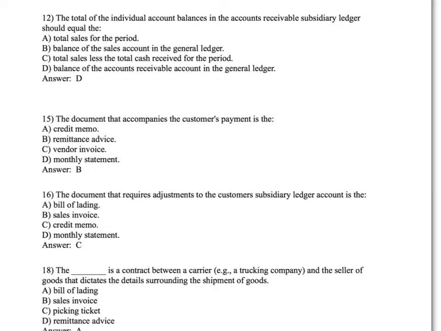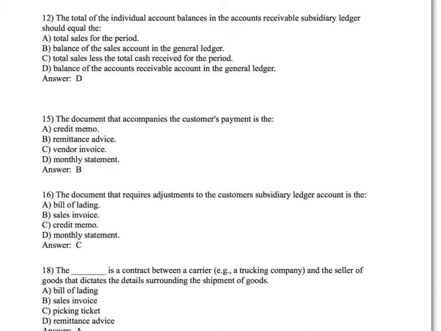Number 12, the total of the individual account balances in the accounts receivable subsidiary ledger should equal the balance of the accounts receivable in the general ledger. So when you're doing your tracing, when you were looking at the AR subrecord, which was the AR aging report, that's the AR subledger, what did you agree that to? You agreed it to the trial balance, which is the general ledger, right? I mean, it's all coming from the same system. You're testing that general ledger balance.